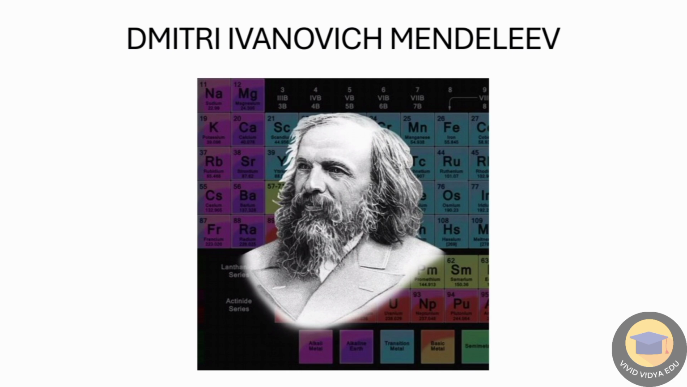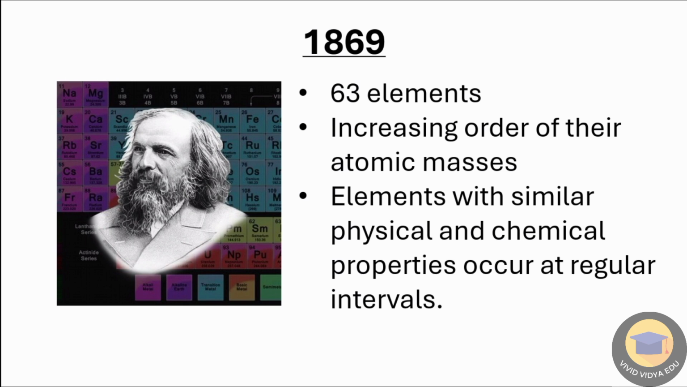Now, his periodic table was very different from the modern periodic table, and in this video, our focus will be how Mendeleev's periodic table differs from the modern periodic table. So it was in 1869, when only 63 elements were discovered, that Mendeleev went on to arrange these 63 elements in increasing order of their atomic masses, and he found out that the elements with similar physical and chemical properties occur at regular intervals.